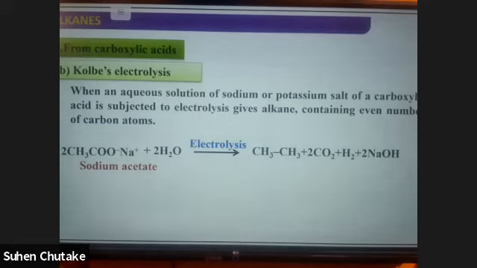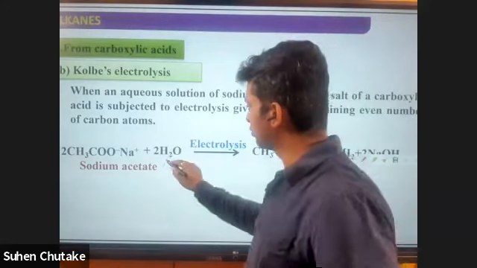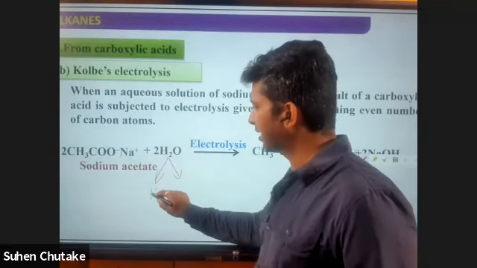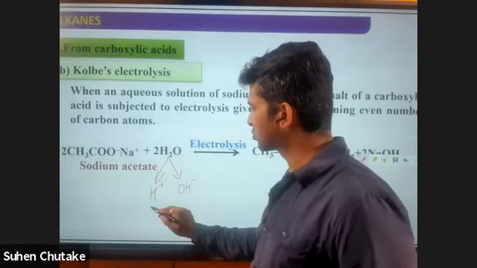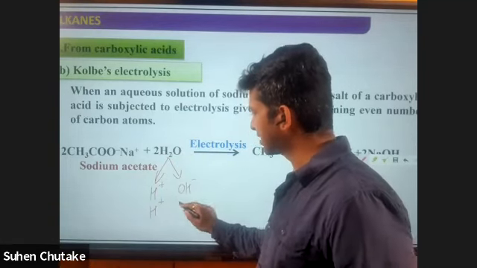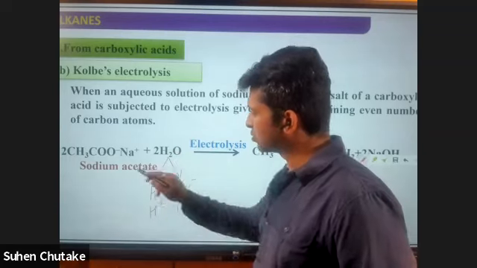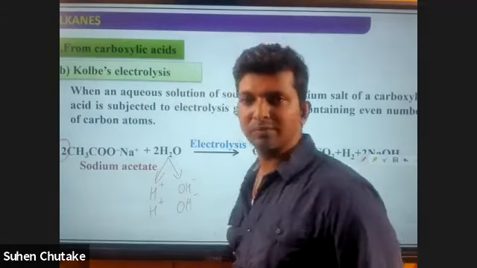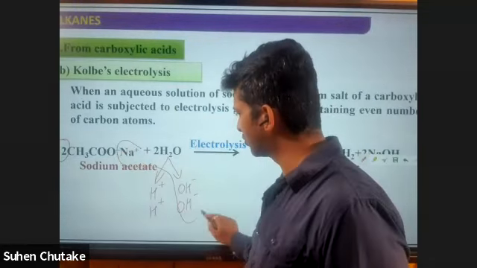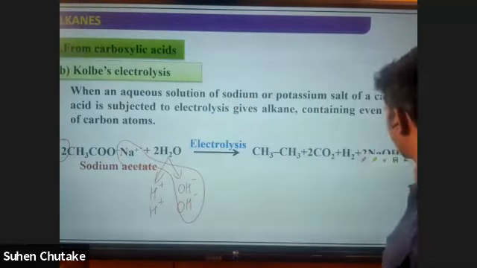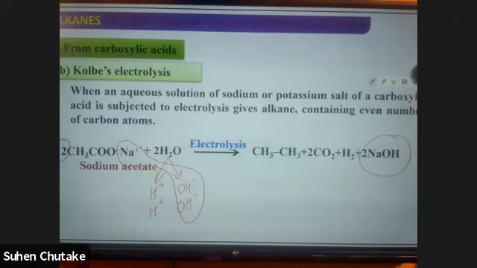If you want, I'll show it to you like this. H2O is dissociating into H+ and OH-. As we have 2H2O over here, we'll get 2H+ and 2OH-. So we have taken this also as 2. So we have 2Na+ and 2OH- which will combine to form 2NaOH.